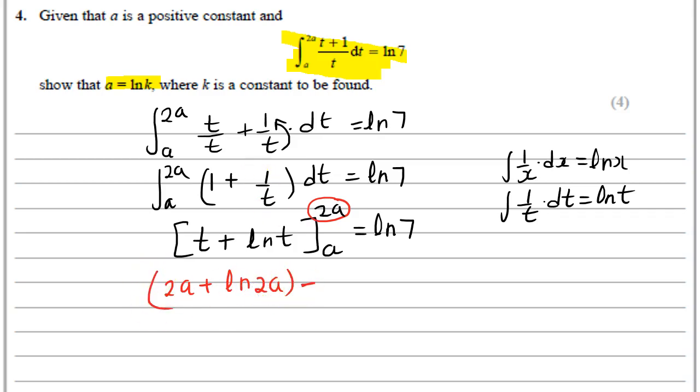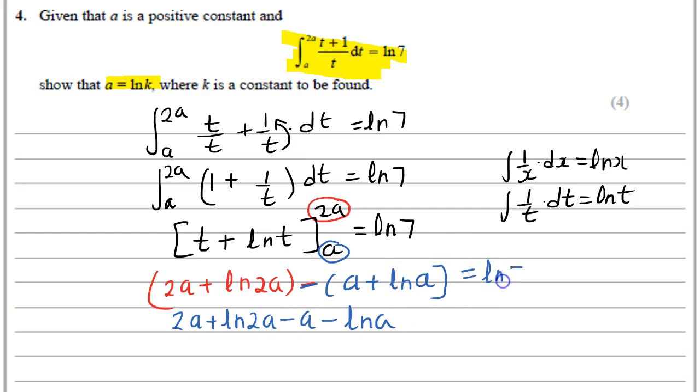Now we are going to put the lower value here with a minus sign, so it will be minus a plus ln a. So once we open it, we have 2a plus ln 2a minus a minus ln a, and all of this is equal to ln 7, right? Now 2a minus a, if you cancel it, we are left with a. Ln 2a minus ln a, that is ln 2a divided by a.